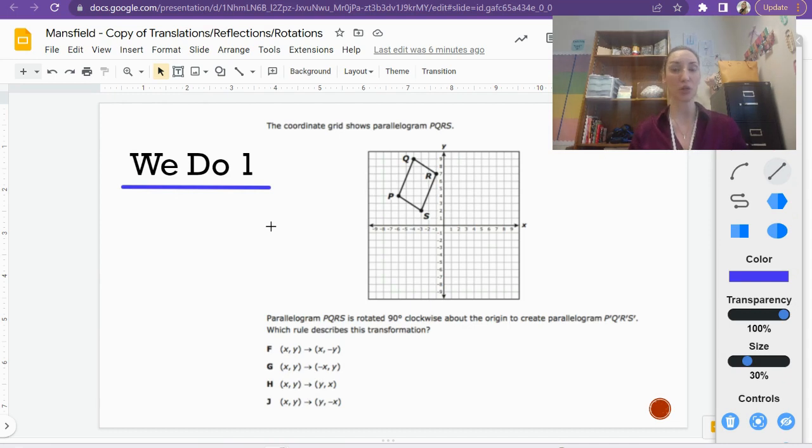This one says the coordinate grid shows parallelogram PQRS, and then there's the picture. There's the parallelogram, right? Nice and pretty. Parallelogram PQRS is, keyword, rotated 90 degrees clockwise about the origin to create parallelogram P prime, Q prime, R prime, S prime. Which rule describes this transformation? Look at your chart, right? Here's what we're going to do.